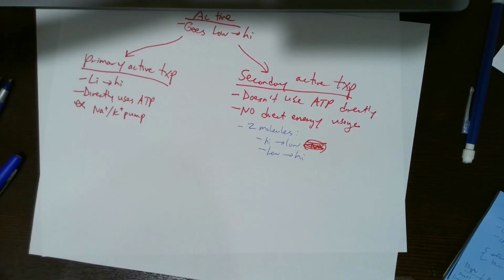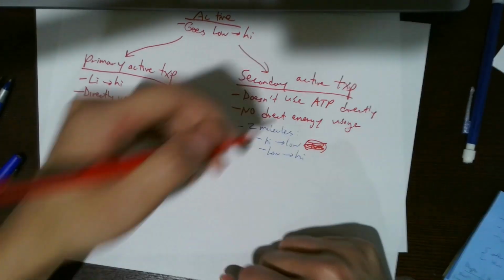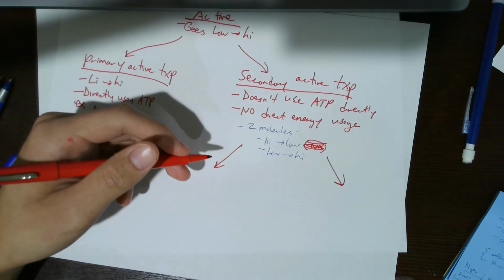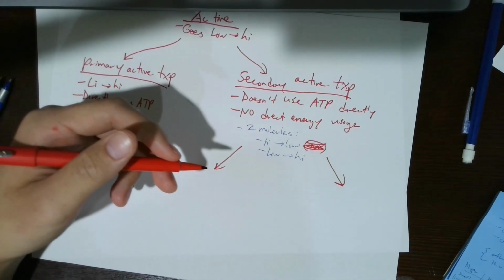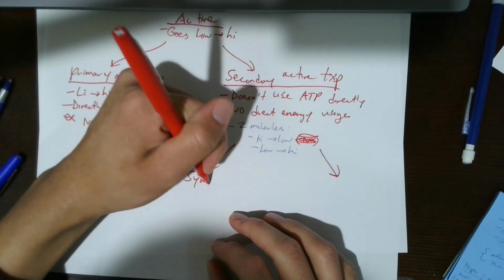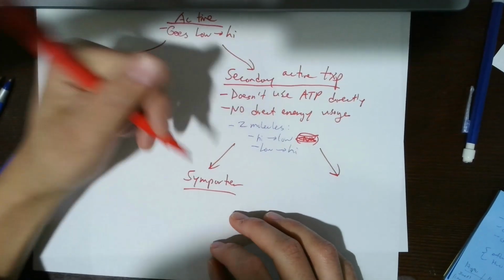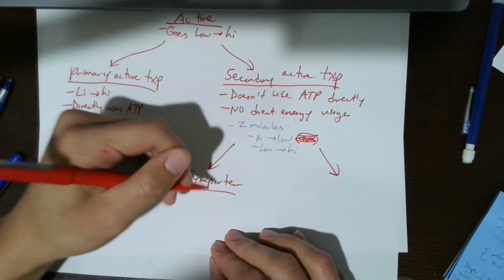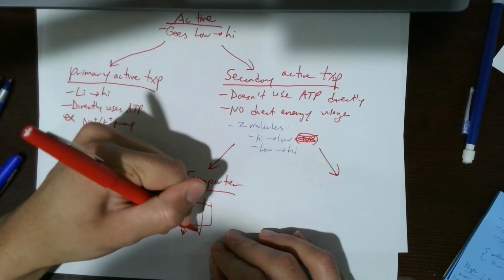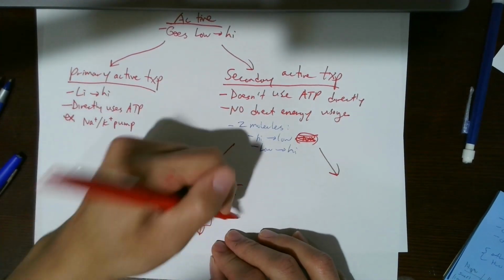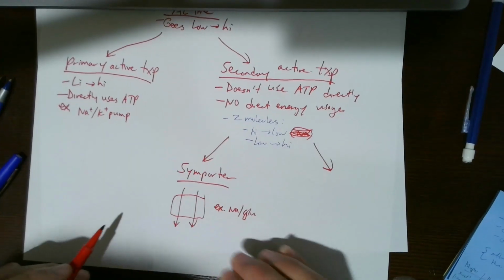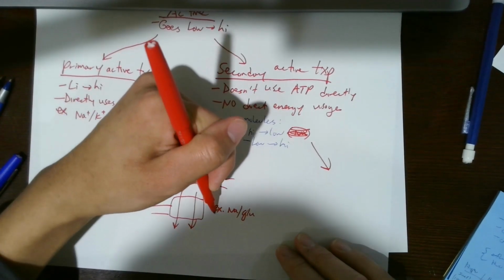Alright? And just to expand on that idea, for secondary active transport, I don't think you'll need to know this for AP Bio, but just in case, you can have something called a symporter. And that's when two things move in the same direction, just like our sodium and glucose. So I'll put that there. Sodium and glucose. Across the membrane.